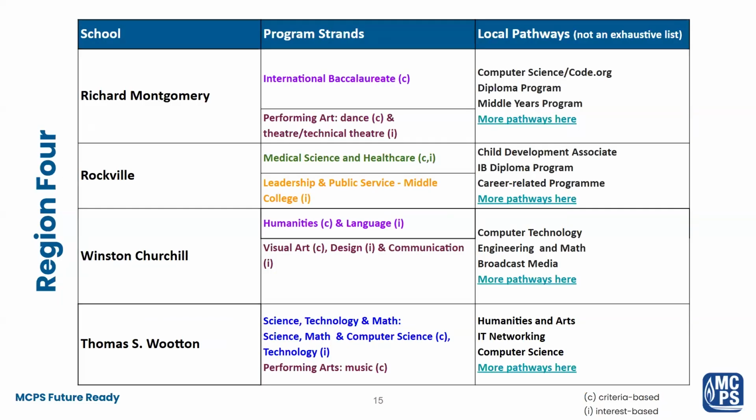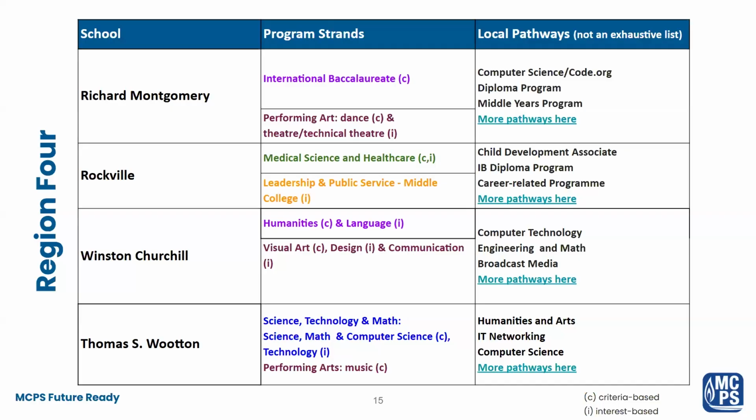So this is Region 4, and we're going to talk a little bit more about Region 4 later on in the presentation, but you'll see that Richard Montgomery has the Regional International Baccalaureate. Right now it's countywide, and it will now serve Region 4, as well as some of the performing arts, dance, theater, technical theater. Rockville will be where your medical science and healthcare programs are, as well as leadership and public service, and the Middle College. And we'll talk more about that program later.